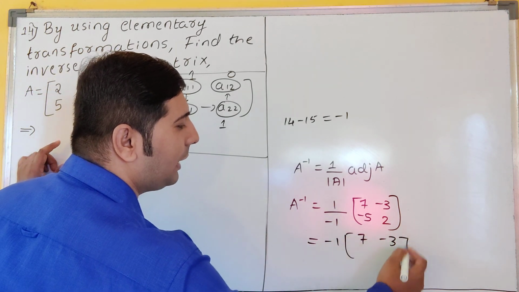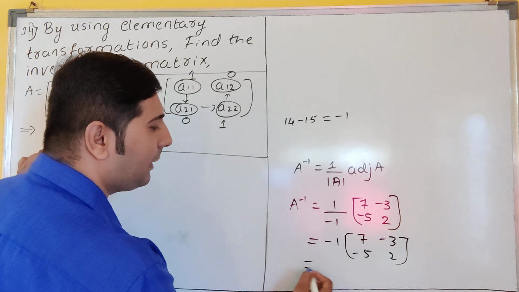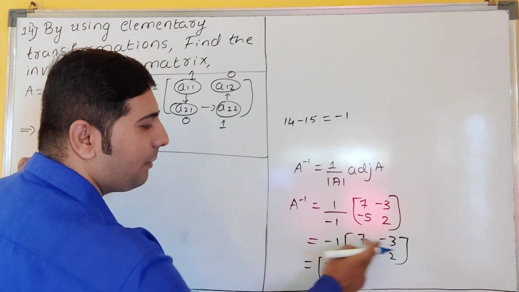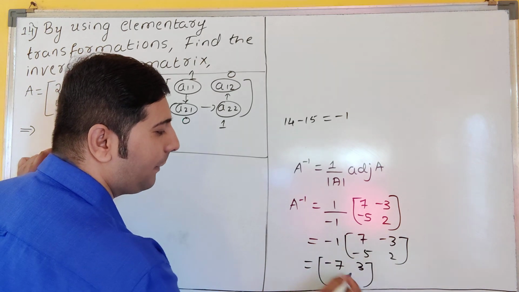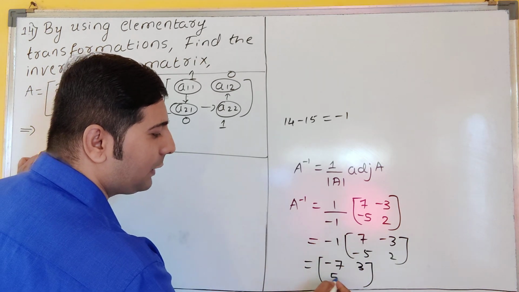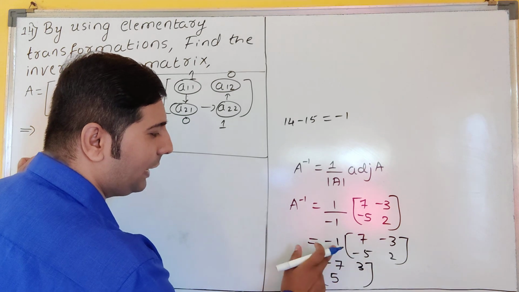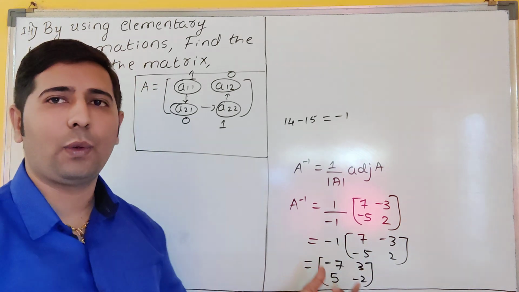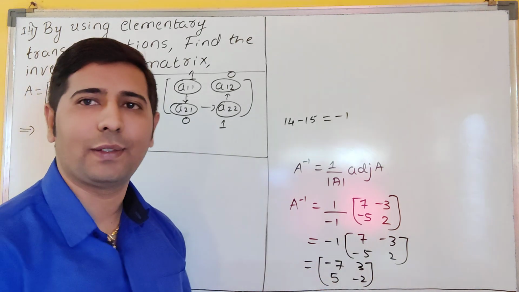So minus 1 you multiply each term. So what you will get? Minus 7. Minus 1 into 7 is minus 7. Minus into minus plus 3. Minus into minus plus 5. 1 into 5 is 5 only. Minus 1 into 2, minus 2. So you are going to get, this is the answer, dear students.